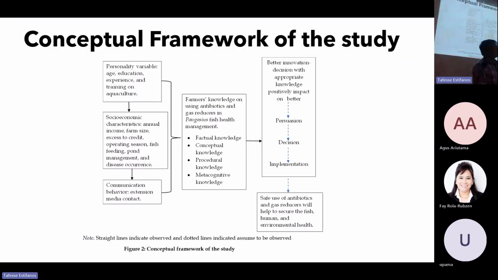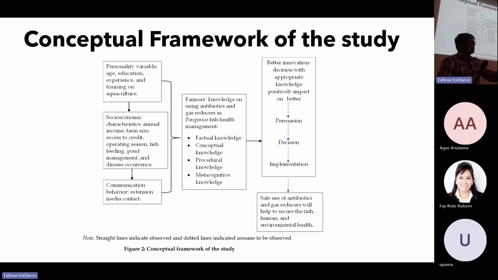So in that way, this is the conceptual framework of my study, where I found 12 independent variables through literature review that have a direct significant relationship with knowledge, and then I categorized them. In the case of personality variables, I selected age, education, experience, and training on aquaculture. Socio-economic variables were annual income, farm size, access to credit, operating season, fish feeding, pond management, and disease occurrence, and finally communication: how the extension people, like the DOF, Department of Fisheries, communicate with them.